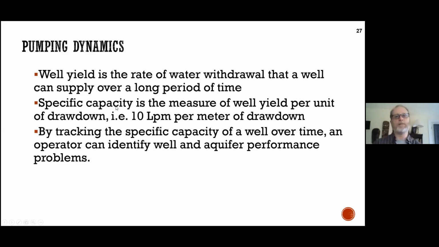The specific capacity is yield per unit of drawdown. So it's a little different. The well yield is the rate of water withdrawn. The specific capacity is the measure of the yield per unit. So we track the specific capacity of a well over time, just to note how the well is doing, because we install it in 2010, 2012, we're looking at those numbers, we record that data and see, is it still capable?